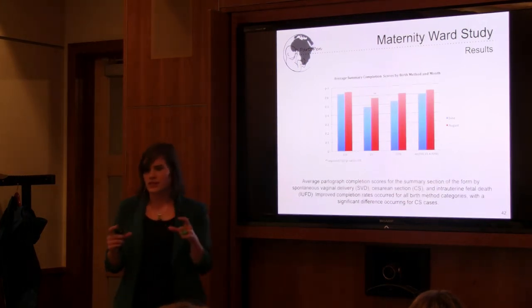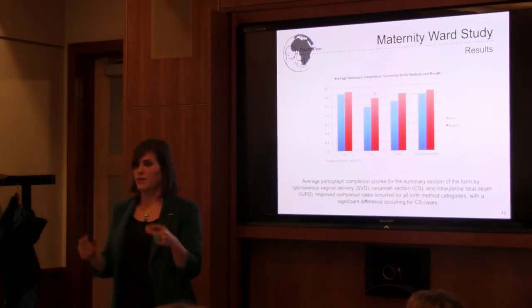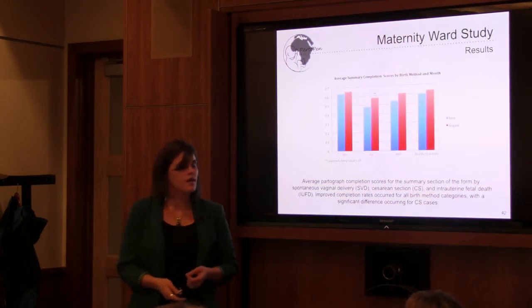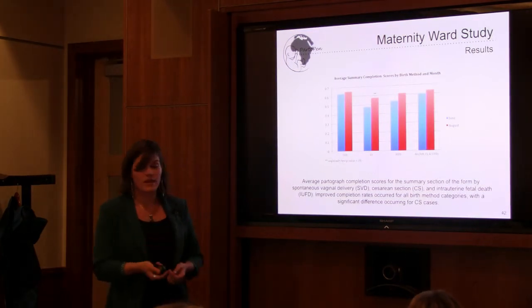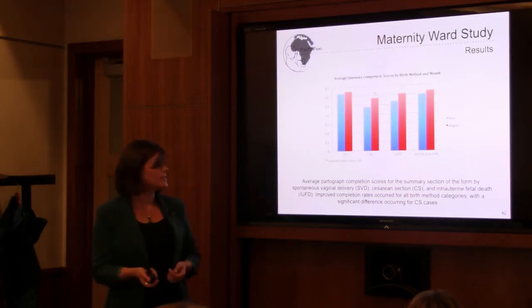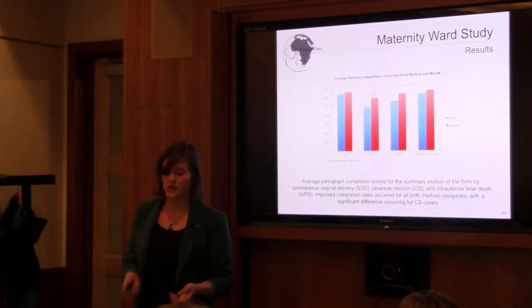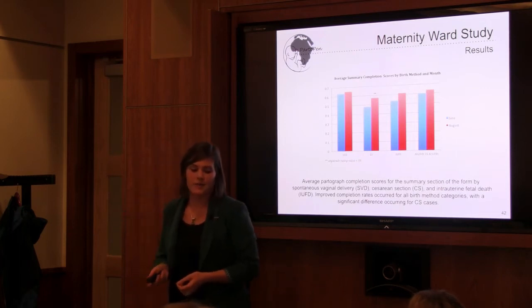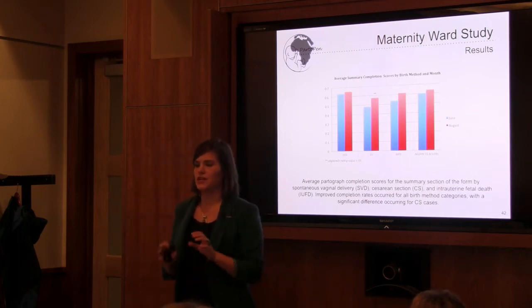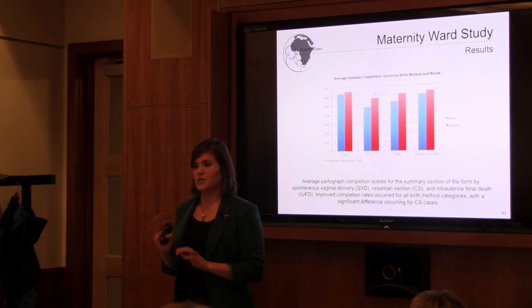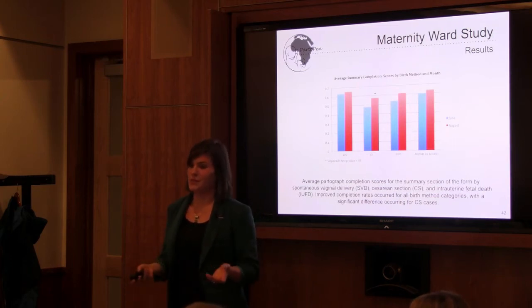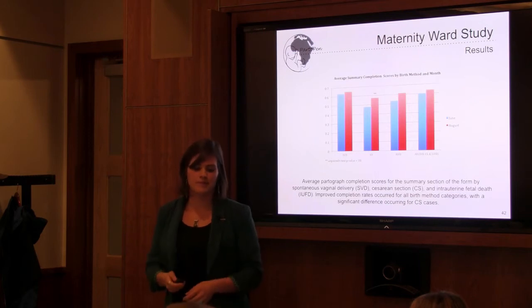When we looked at just the summary section, which is the part at the bottom that is a summary of the labor, we found that for cesarean section rates, there was a very statistically significant difference between the completion in June and August. However, this is likely due to the changes in the form, because the summary section was much easier to fill out on the PartoPen form. It was not necessarily because the pen helped them fill it out better.